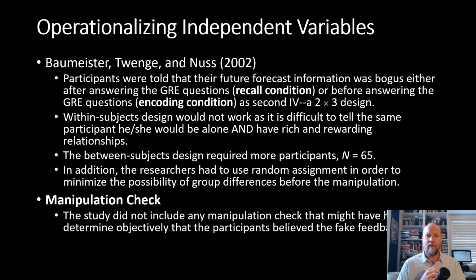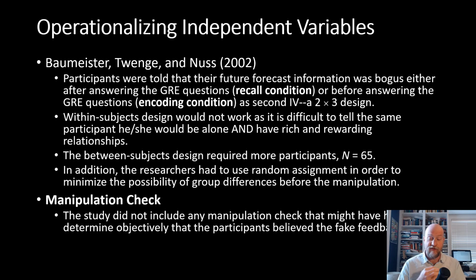So they basically created this condition as to whether or not you heard about it. You heard, oh, by the way, this is totally bogus. It was part of the experiment. There was a debriefing, essentially. Did that happen after answering the GRE questions? They call that the recall condition, or before answering the GRE questions, which they call the encoding condition. So therefore, you have two variables: which bogus future you're told about, and when it is revealed that it's bogus, hence 3 by 2, or 2 by 3 in this case.